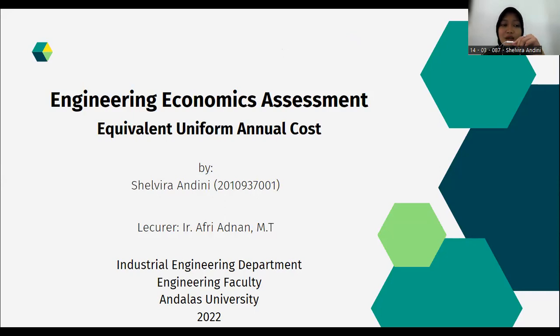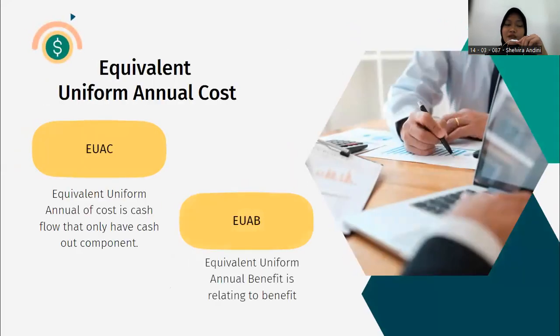Today I want to explain about equivalent uniform annual cost to fulfill my engineering economics assessment. First, we have to know what equivalent uniform annual cost is. EUAC, or equivalent uniform annual cost, is a cost incurred by the company for each year or month, or in other words, the cost incurred every year.